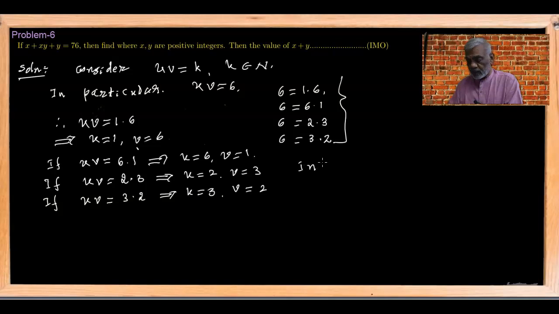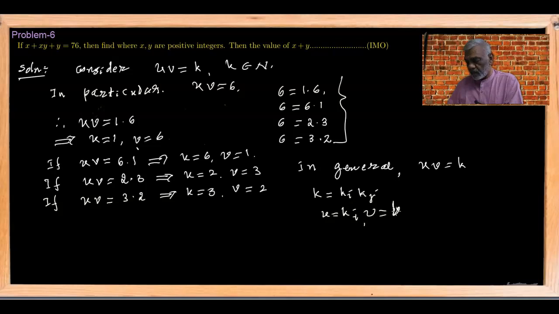In general, if uv equal to k, k a positive integer, then k can be written as ki into kj, and if there are n partitions, there are 2n solutions, and therefore u is equal to ki and v is equal to kj, and reversely, u is equal to kj and v is equal to ki. In this way, we can solve such equations.